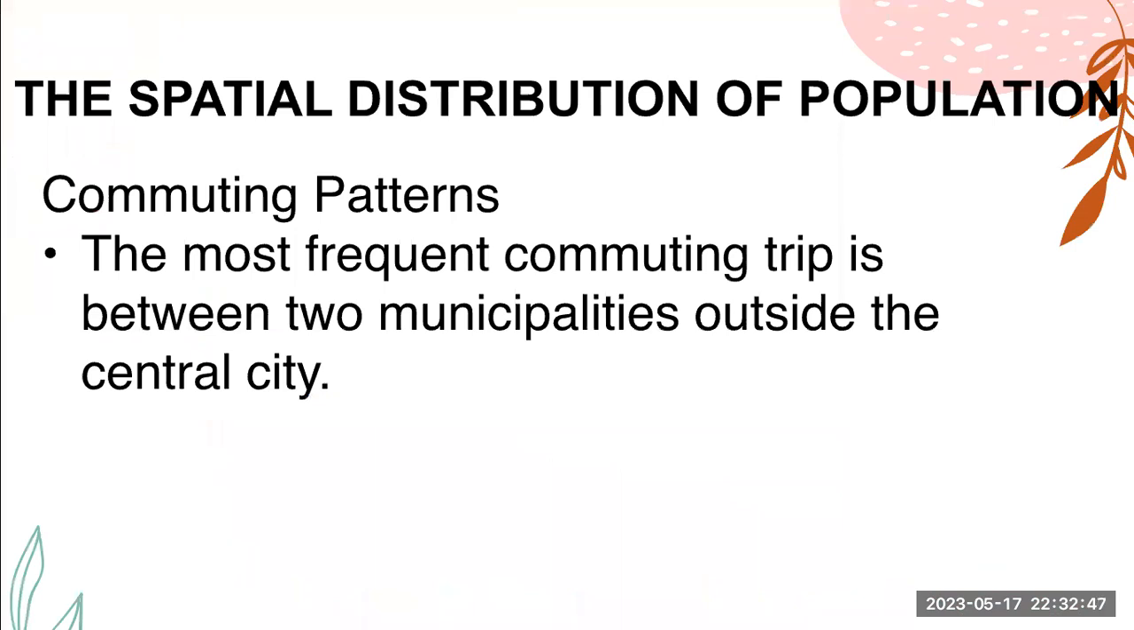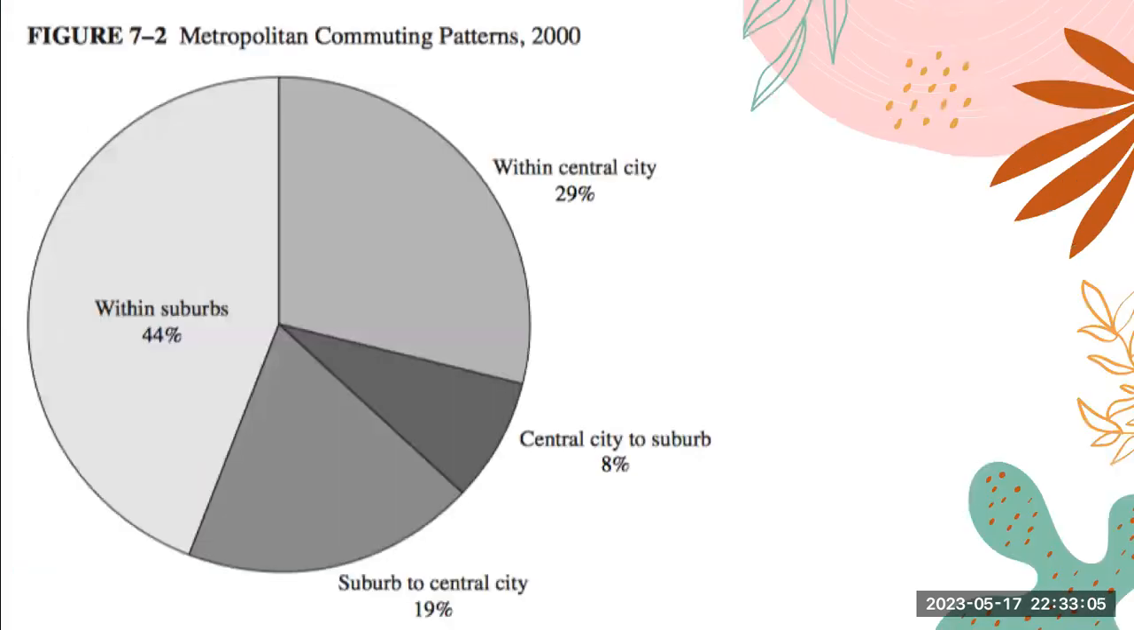We move on to commuting patterns. The most frequent commuting trip is between two municipalities outside the central city. This is in the US. So here we have a pie chart. The one with the biggest share is 44% within suburbs. The next is 29% within central city. The third one is suburb to central city, which accounts for 19%, and central city to suburb 8%.